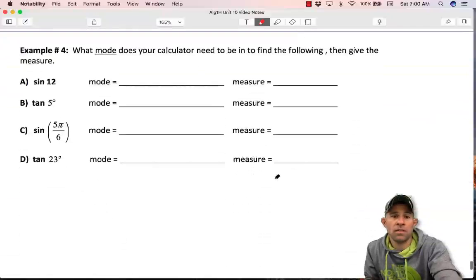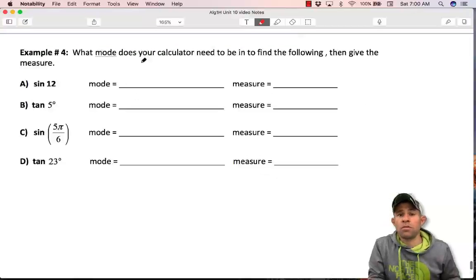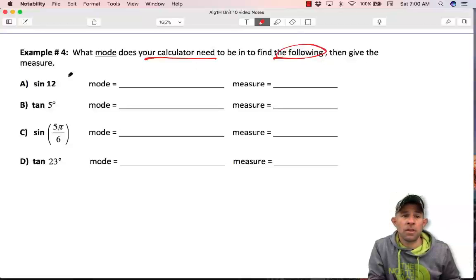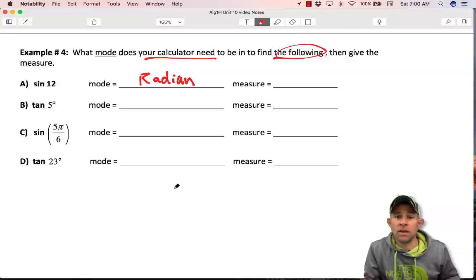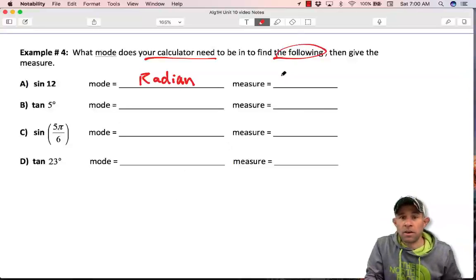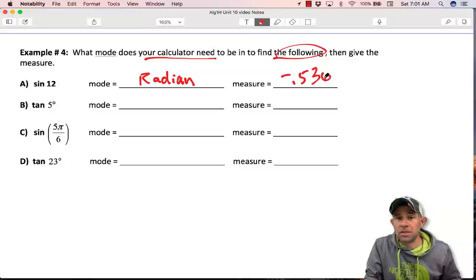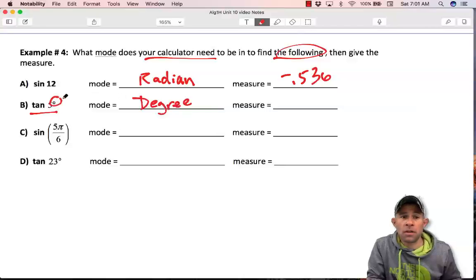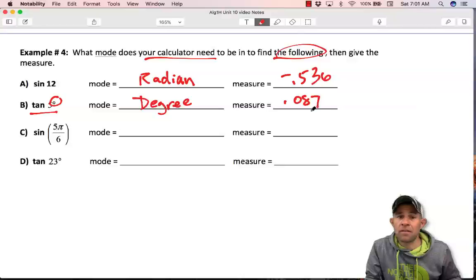All right, our next example simply says, what mode does your calculator need to be in order to find the following, then give the measure. So here we're just, again, working our notation. Whenever we see sine 12, this tells us that we're in our radian mode. And when we punch that in, we're actually going to get a measure of negative 0.536. Tangent of 5 degrees, now we need to be in degree mode. So again, keeping note of that little notation here. When we punch that in, we're going to get 0.087.